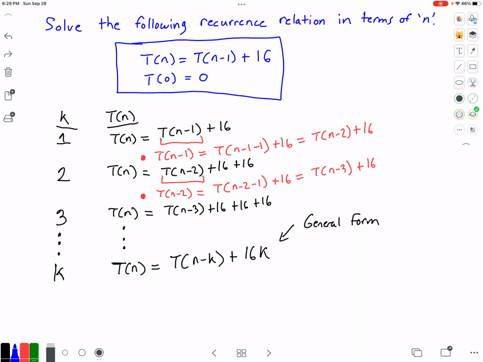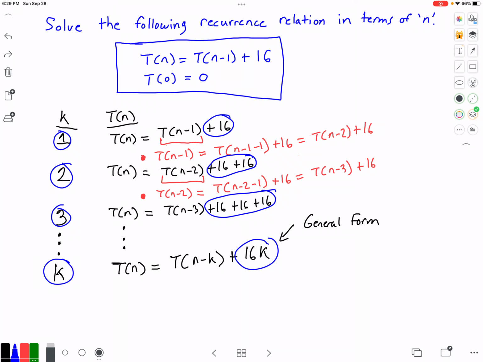And then you may say, okay, well then where do we get the 16 times k from, right? Well, if we look again in our first k iteration, we're adding 16 one time. On our second k iteration, we're adding 16 2 times. And on our third k iteration, we're adding 16 3 times. So we're adding 16 k times. All right?